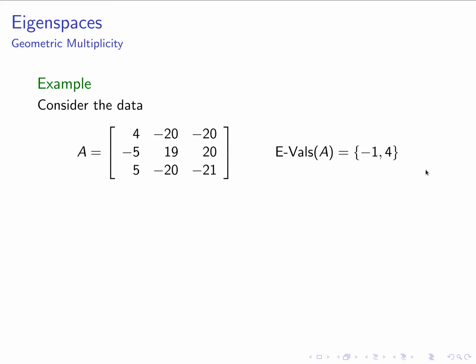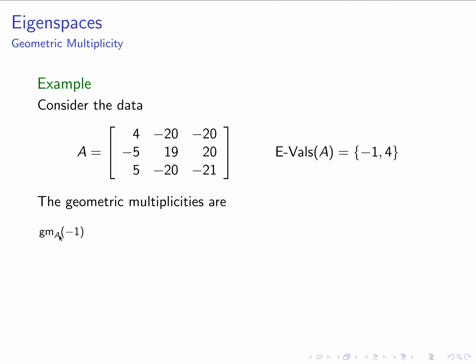Here we have a different 3 by 3 example. Here we have another 3 by 3 A, and someone has gone to the trouble of finding all of the eigenvalues of this matrix. It turns out that the eigenvalues of this 3 by 3 are the numbers lambda equals -1 and lambda equals 4. Let's calculate the geometric multiplicities again, or let's do another geometric multiplicity calculation.